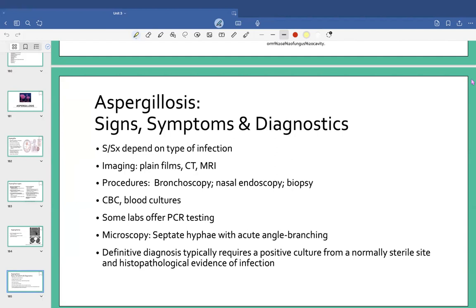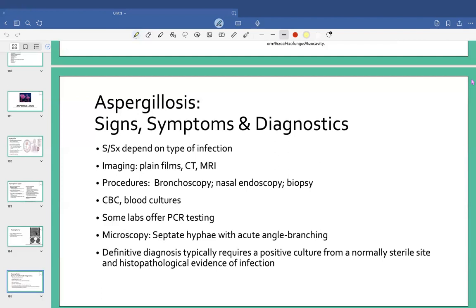This is important. On microscopy, septate hyphae with an acute angle branching. If you see that in a scan, if it shows septated hyphae with acute angle branching under microscopy, you should be thinking about aspergillosis. Definitive identification is difficult to make alone because it's insensitive, but when positive, you might find filamentous fungi on the testing.